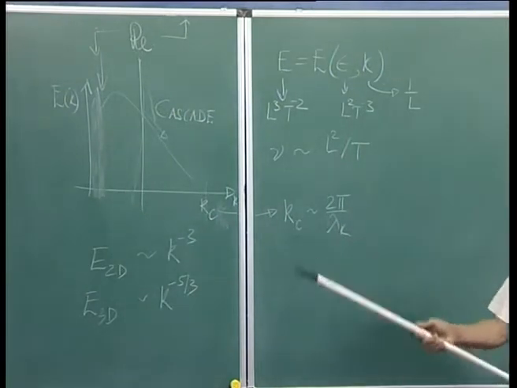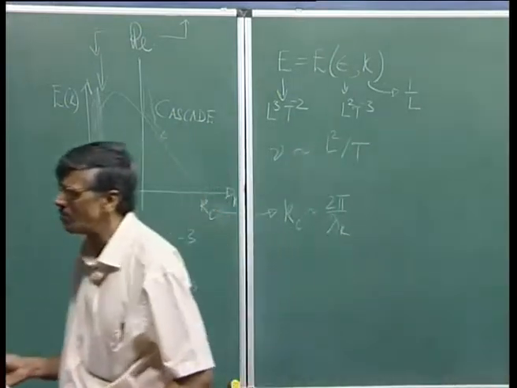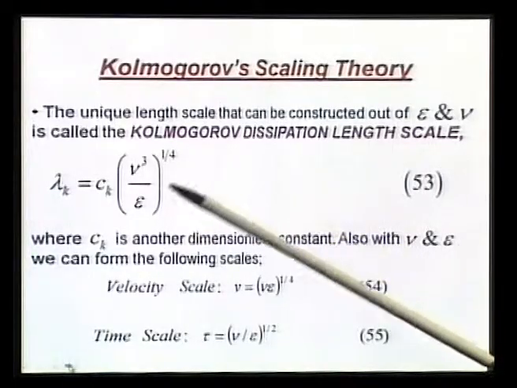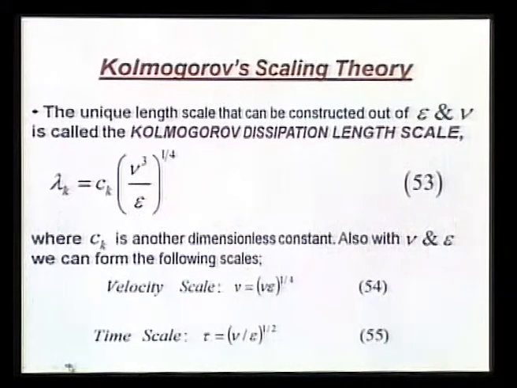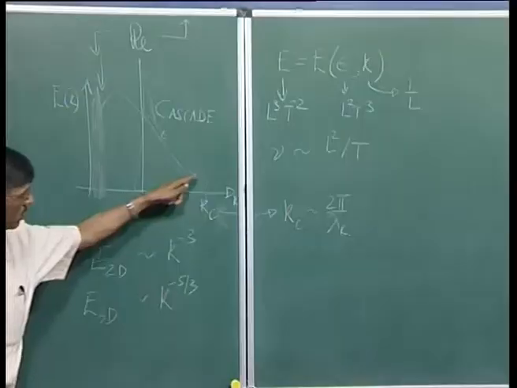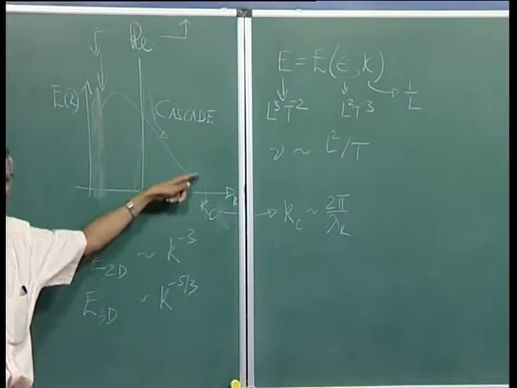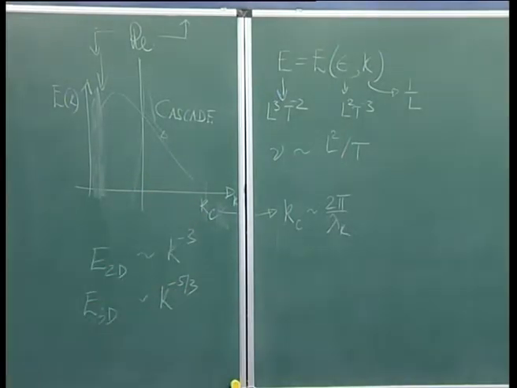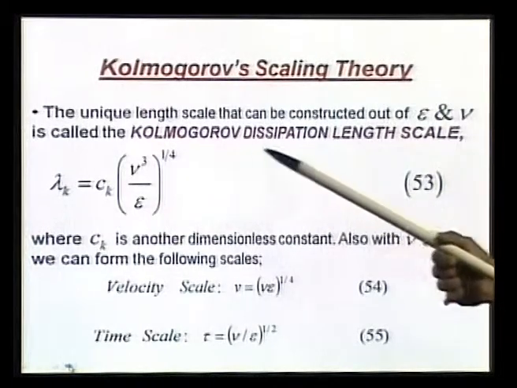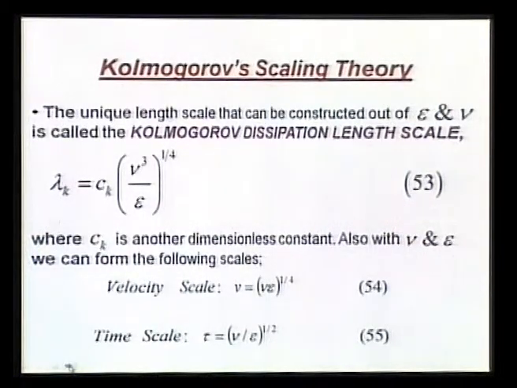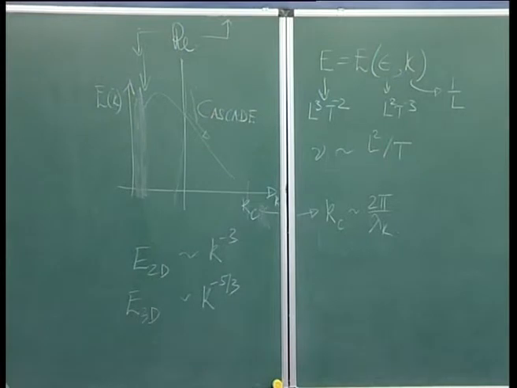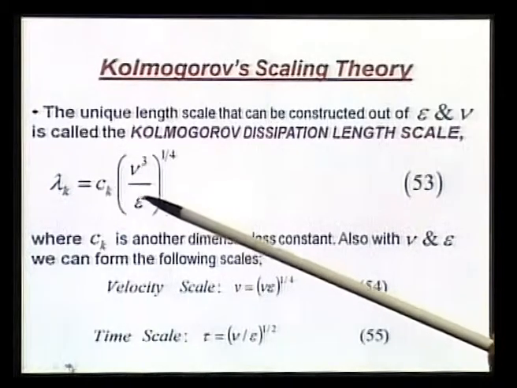So, that lambda k, the length scale, in terms of nu and epsilon would be written like this. Okay. So, we are trying to estimate how far we can go, and that is what Kolmogorov said, that at that scale, at the cutoff range, everything would be determined by epsilon and nu, and then the corresponding length scale is this.